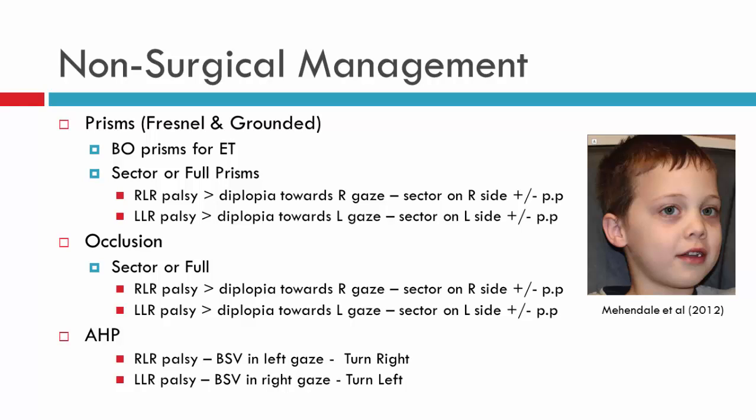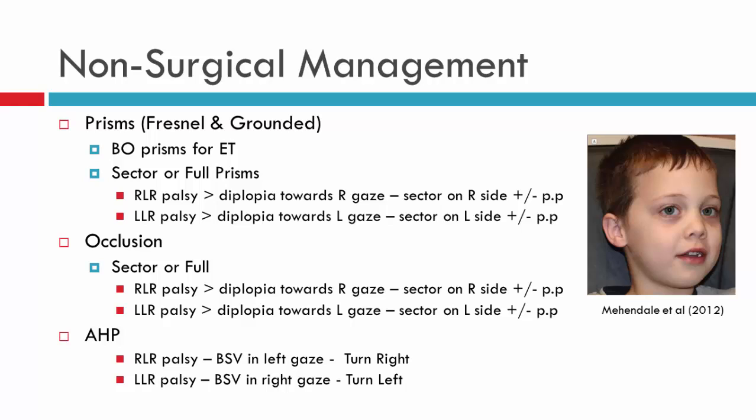As an example, if you use a sector prism for a right lateral rectus palsy, you would need to put the sector on the right side where the right lateral rectus has its field of action. Occlusion would be the same. If you put a sector occluder or sector occlusion on the glasses, then what you would be looking at is blocking right gaze and giving the patient single vision in that position.